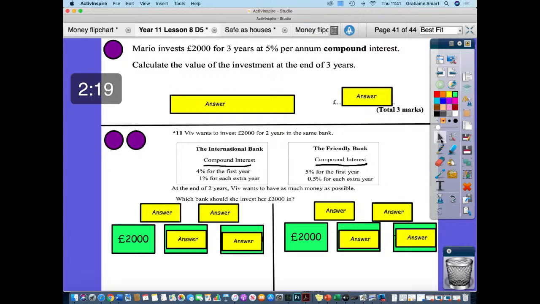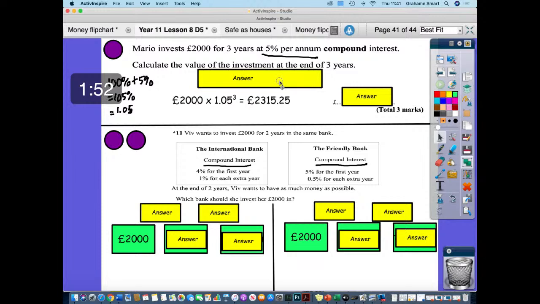I'm thinking straight away in my mind, 100%, and this is what we've been doing all through today's session, is 105%. And divide that by 100, I get 1.05, and that's the multiplier, that's the key. And now I'm thinking 3 years, as it's 5% per annum, that's fixed, and it'd be 1.05 to the power 3 times by the original amount, and you can see there that's what I've done under there. So I've done 2,000 multiplied by 1.05 cubed, then I've rounded to 2 decimal places.